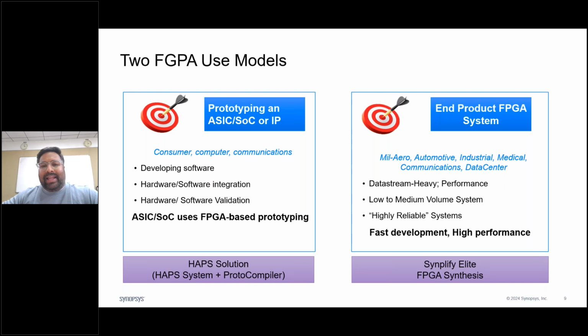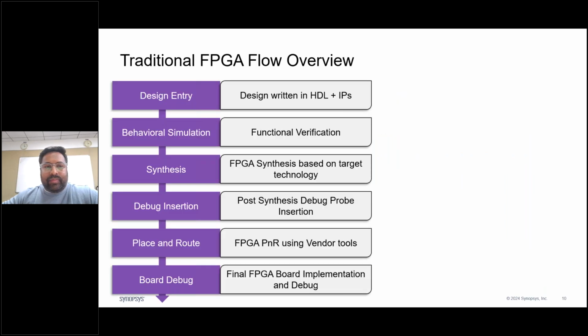But before going to that, let's see what our traditional FPGA design flow is. As everyone knows, the traditional FPGA design flow consists of design entry, where you write all your RTL or use your IPs. The next step is behavioral simulation for functional verification. Next you do synthesis, converting your RTL to a gate-level netlist. At the same time, we do debug insertion, which helps us debug your hardware or RTL when your FPGA is running. After that we do place and route, and after that we do board debug.